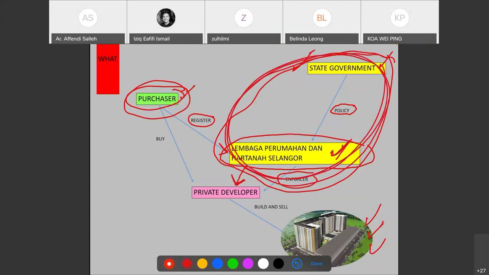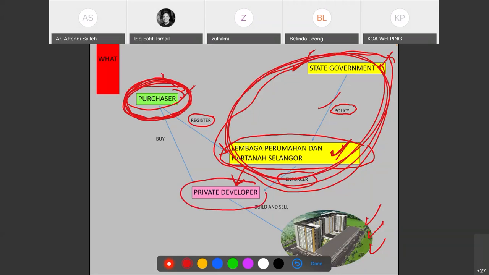Okay. And purchasers cannot negotiate the selling price. They cannot negotiate the product. They cannot negotiate the unit size. All of it is governed by the authority. They can only buy and purchase from the private developer, lah.